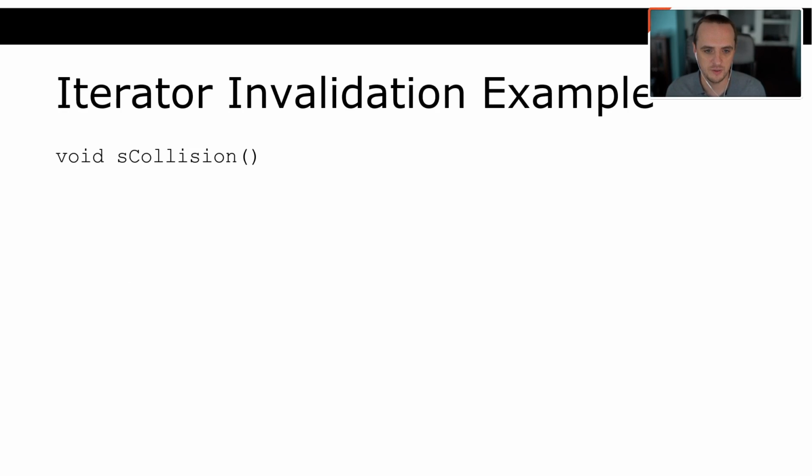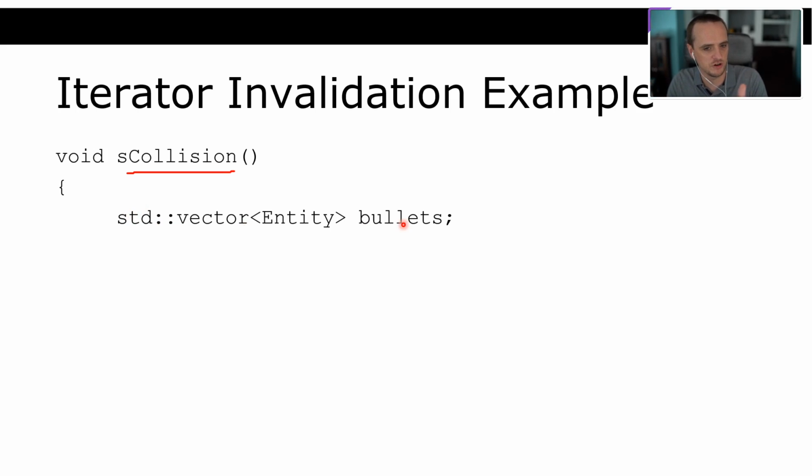So let's look at an example of this. Say we're in our game and we have our collisions function. Here we are in the collisions function. We've got some vector of entity of bullets. In our case, we'll have a vector of shared pointer of entities, but I just typed it like this so that it fits on one line.